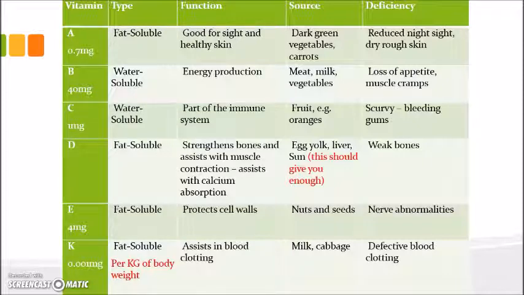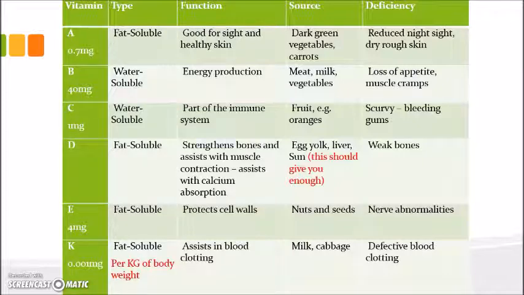You need very, very minute amounts of this. You can see 0.001 milligrams per kilogram of body weight. And it assists with blood clotting. So obviously a deficiency is defective blood clotting. And you can find this in milk and cabbage.